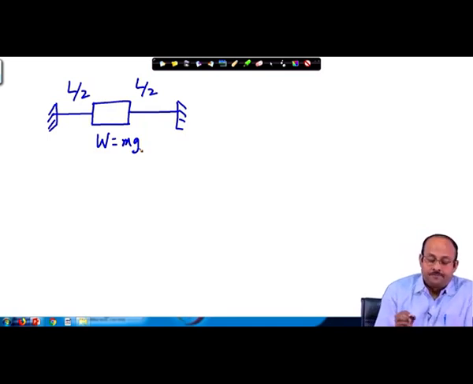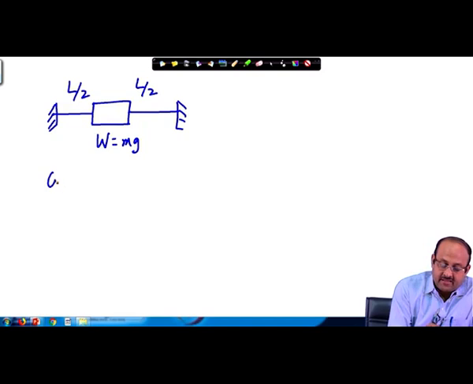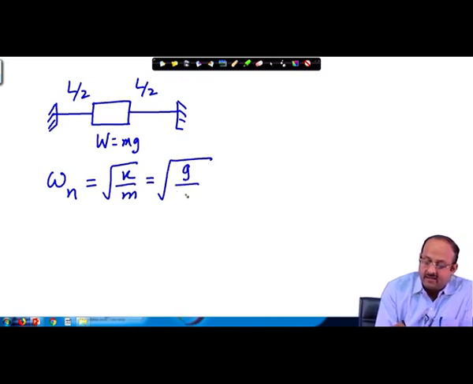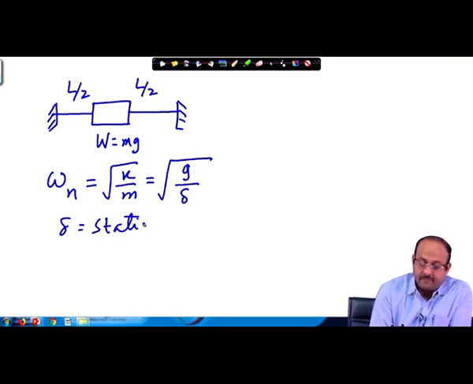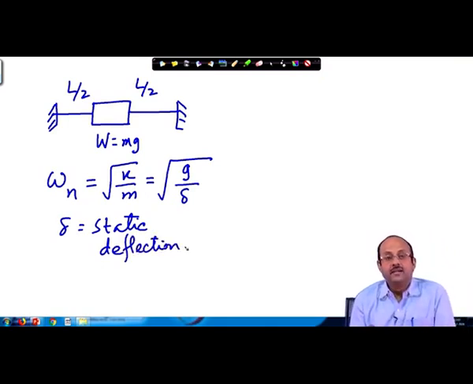Now, when this vibrates, we need to know the natural frequency of the system. So, omega n will be equal to square root of k by m, where m is the mass here and the k is the stiffness of the system. And we have learned from the earlier lecture that this is equal to square root of g by delta, where delta is the static deflection, static deflection due to its own weight.